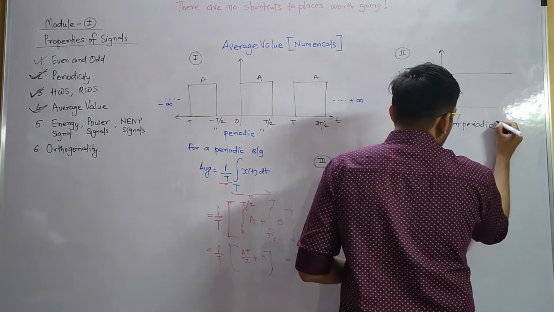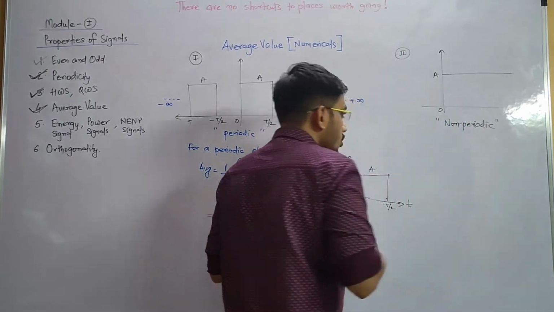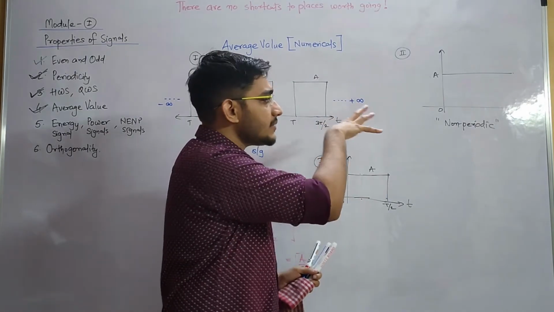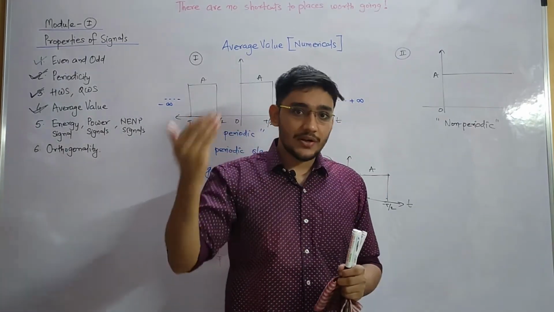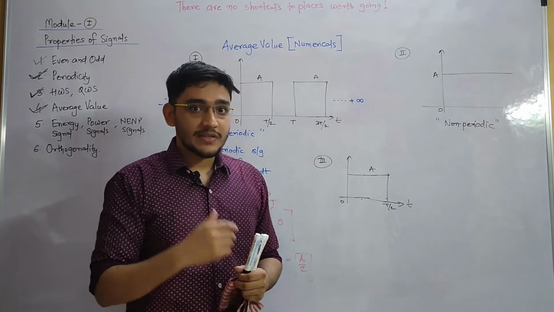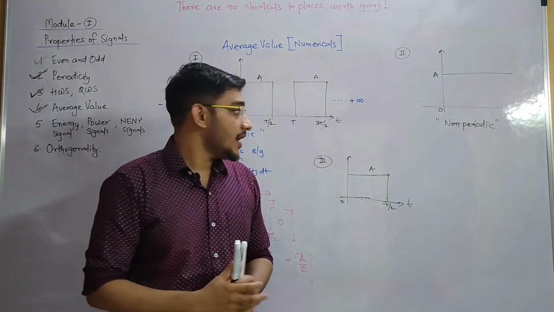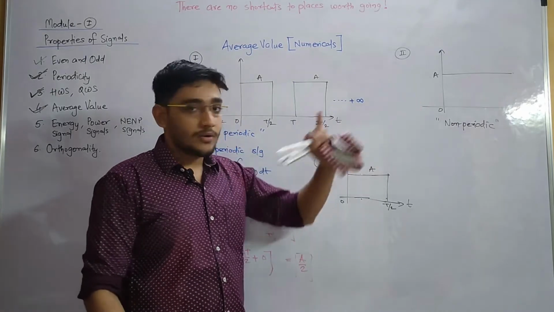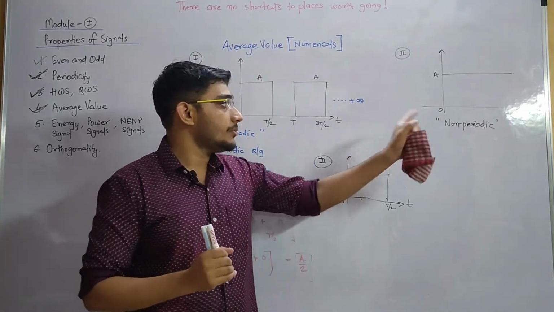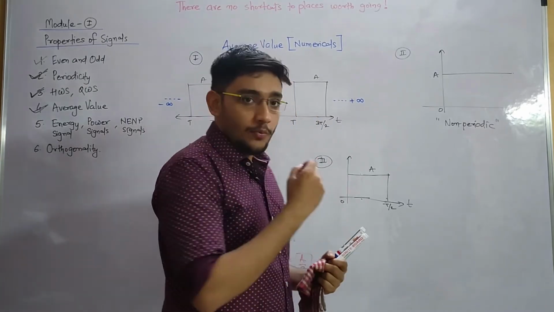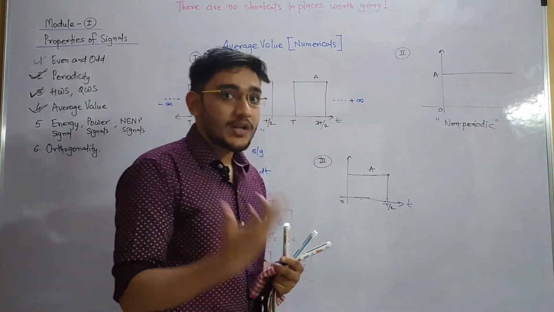Okay, this is just a non-periodic signal. We don't know much about this signal currently. This is basically a standard signal, but we will be studying it in the later part of this series, where I'll be talking to you about the standard signals. Currently we have to just look at this signal as a non-periodic wave, nothing else. So for a non-periodic signal, what is the average value?